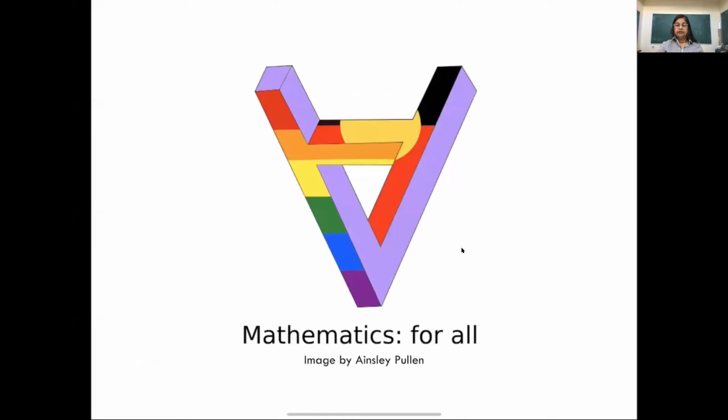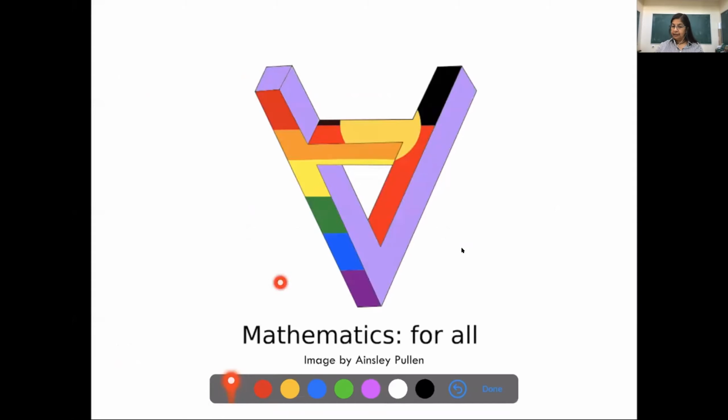I wanted to start with this brilliant picture, which was designed by Ainsley Pullen, one of many actually that she drew. She's a member of our committee. And it expresses mathematics for all. For the mathematicians in the audience, you will recognize that the framework of this picture is the for all symbol, the upside down A, and it includes all the various underrepresented groups that might come to your mind when we think about underrepresentation in mathematics.